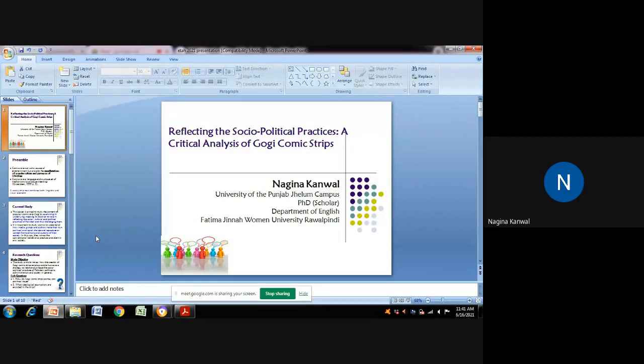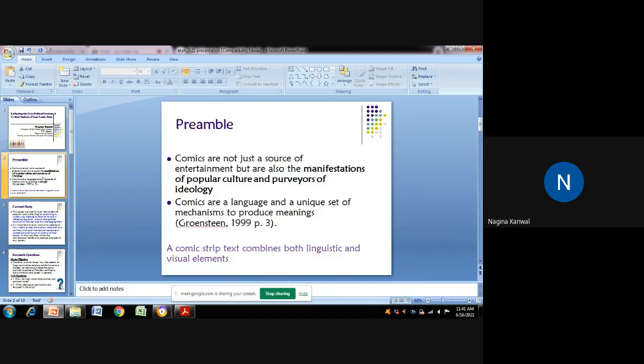Thank you so much for giving me this chance to present my work. The topic, as it says, is reflecting the socio-political practices: a critical analysis of Gogi comic strips. Comics not only provide entertainment, but they also manifest popular culture and convey ideologies. The Gogi comic strip series in which I am working is the product of Nigar Nazar. This comic strip conveys the current culture of Pakistan and the existing problems of social, political, and administrative concern.